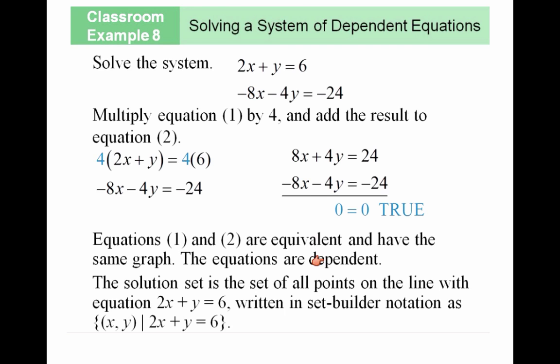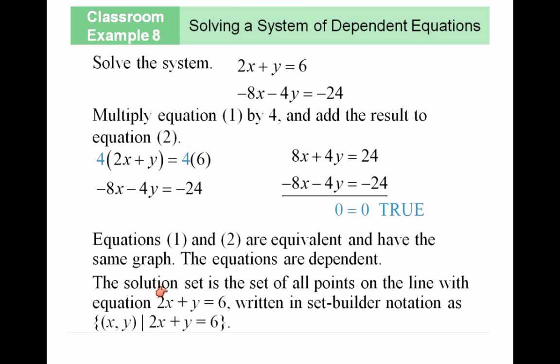So it means they are dependent, right? Remember those lines that we talked about? The dependent is exactly the same line. The lines are right on top of each other. So the equations are called dependent. That means we have infinitely many solutions. All those points of intersection on the line are solutions. So infinitely many solutions here.